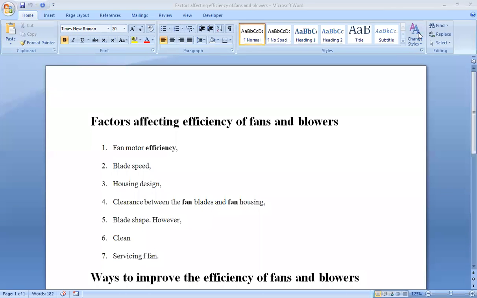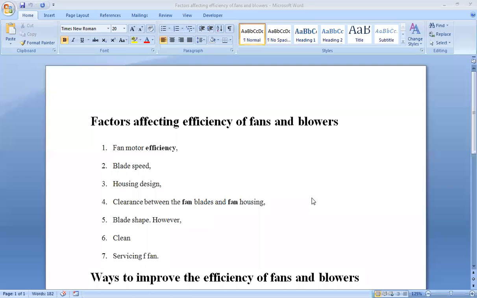So today we'll start the lecture. Today's lecture is factors affecting efficiency of fans and blowers. Fans are used in various applications in welding machines for cooling the machines, for air conditioning systems, etc. Basically it can be used for cooling the transformers or various machines in which a lot of heat is generated. So how can we improve the efficiency of the fans and blowers?